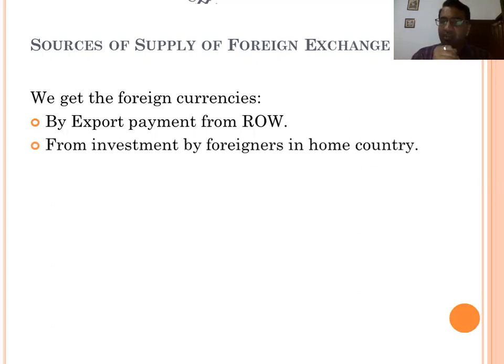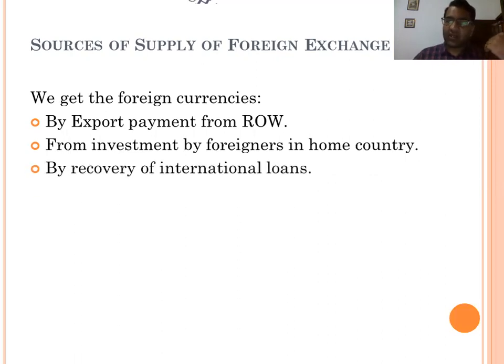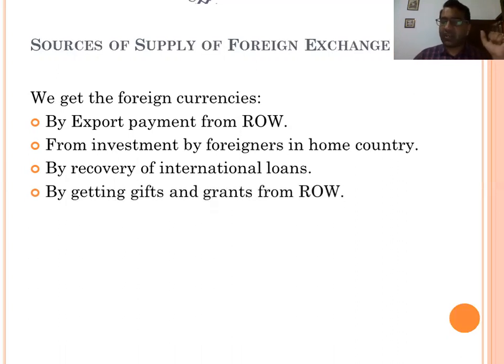For investment by foreigners in the home country, if they want to invest in the country, then they will invest in foreign exchange, not in rupees. So in this way, we receive foreign exchange from another country. By recovery of an international loan, if another country repays the loan, or we recover a loan from another country, then we will receive it in foreign exchange. By getting gifts and grants from the rest of the world, if any country provides a gift to our country or our citizens, or provides a grant to us, then we receive foreign exchange.